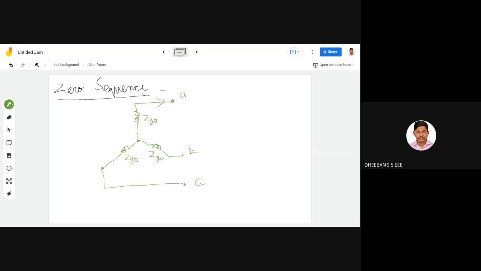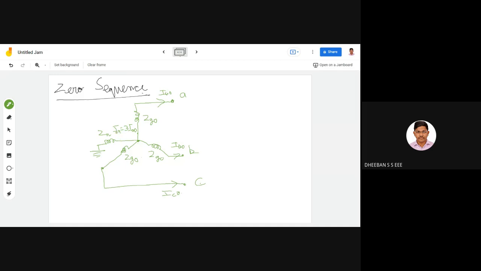This will be IA0, IB0, followed by IC0. And over here, as I said, you have to consider your neutral point. This will be your Zn. And your neutral current In will be equal to 3 times your zero sequence component. So this is another important thing you have to see. It is a very simple concept.